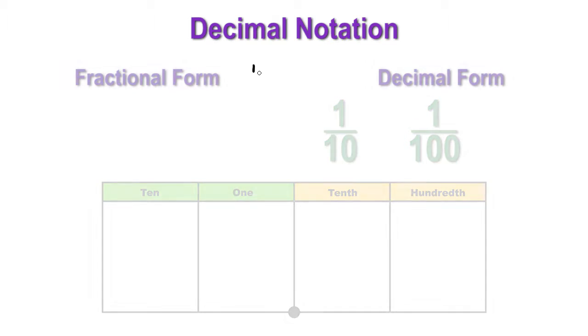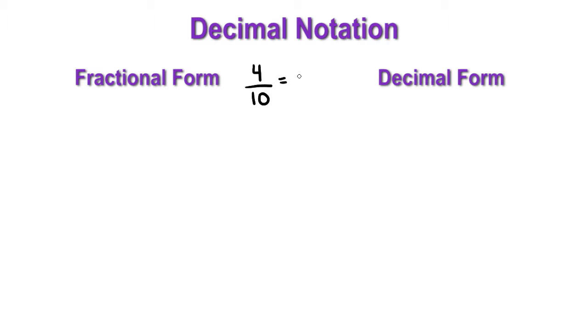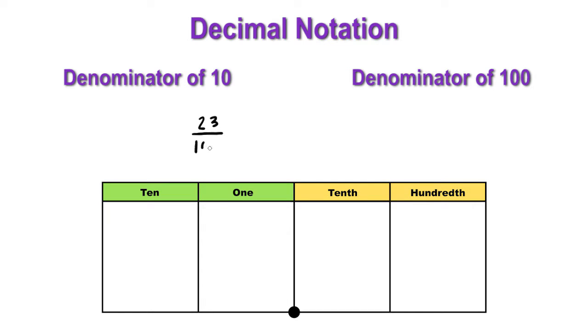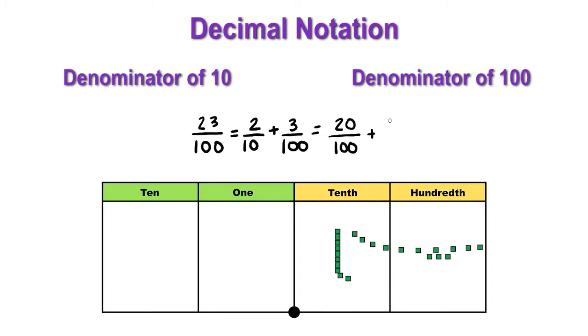For example, 4/10 can be written in fraction form as 4 tenth-size pieces or as a decimal with a 4 in the tenths place. They also learn to write a fraction with a denominator of 10 as an equivalent fraction with a denominator of 100. For example, let's look at 23/100 in the place value chart. 23/100 is the same as 2/10 plus 3/100. Students know that 2/10 can be regrouped to make 20 hundredth-sized pieces, so the fraction can be rewritten as 20/100 plus 3/100.